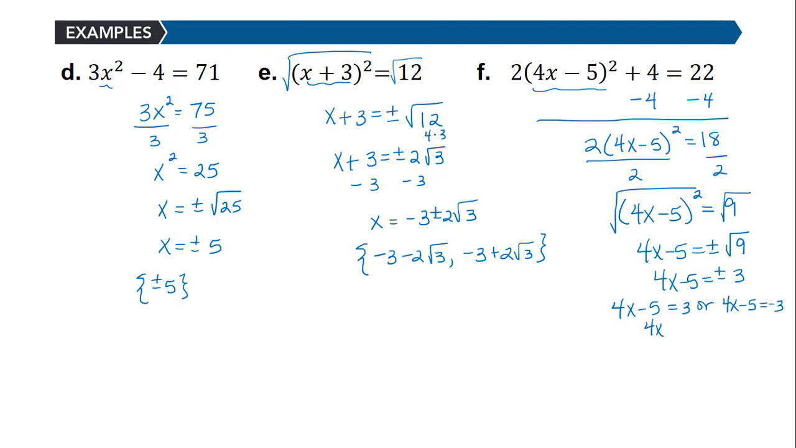So adding 5, I get 4x equals 8, and divide by 4 to get x is equal to 2. Or if I add 5 to negative 3, I get 4x equals 2. And dividing by 4, 2/4 is 1/2. So the solution set for this equation is the set containing 1/2 and 2.